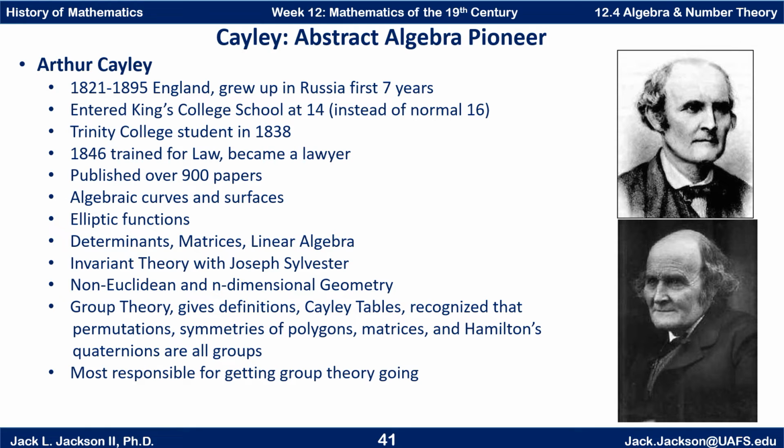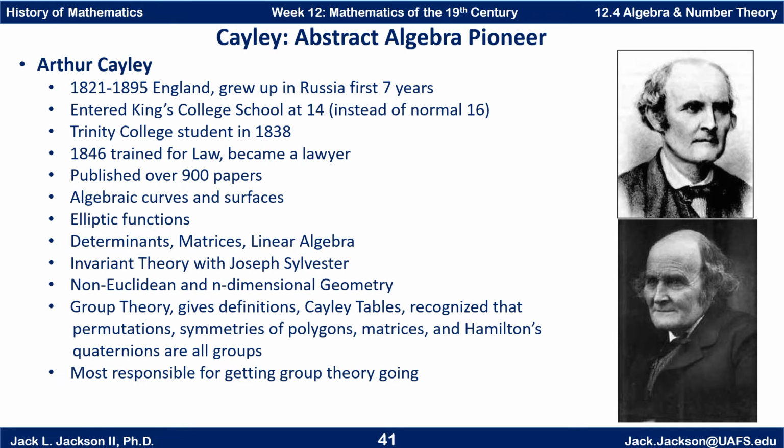Much longer life than, say, Abel and Galois. He lived in England. He actually grew up in Russia for the first 7 years of his life. His family was English, but they were working in Russia, would kind of come home to England in the summer. He was born in one of those summers in England, but mainly spent most of his first 7 years in Russia. But then they ended up moving back to England permanently. He entered King's College School at 14. That was a couple years ahead of what most people would do.